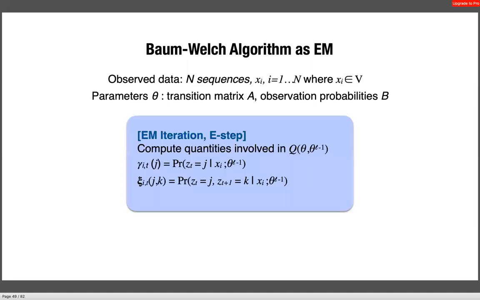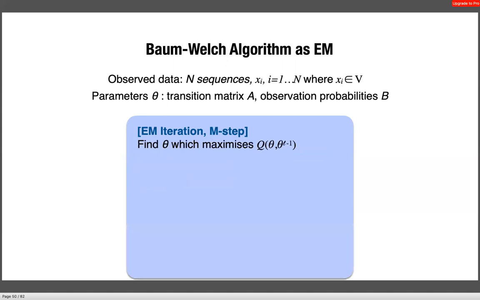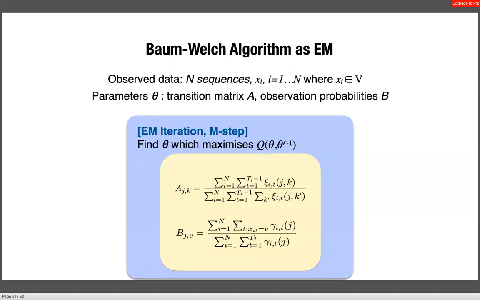B. Now in the E step, these are the quantities which are involved in the computation of the auxiliary function Q. So it's gamma, which is the probability of Zt being j given Xi. Z is your hidden variable, which is the state, the hidden state in the HMMs. And next is your psi it quantity, which is the probability of being in the jth state at time step t and transitioning to the kth state at time step t plus 1. So this is the E step. And in the M step, you want to find the theta which maximizes Q, and you end up with these values.